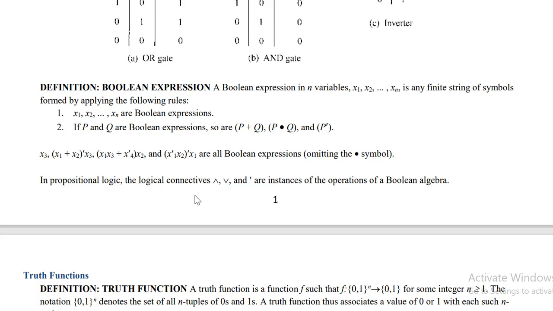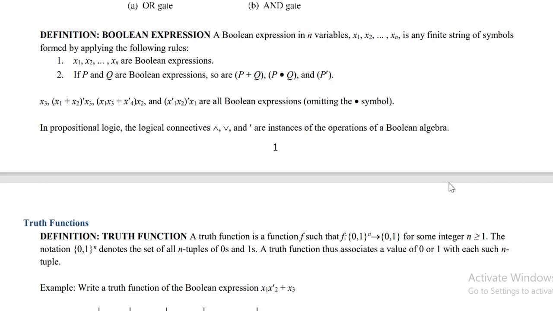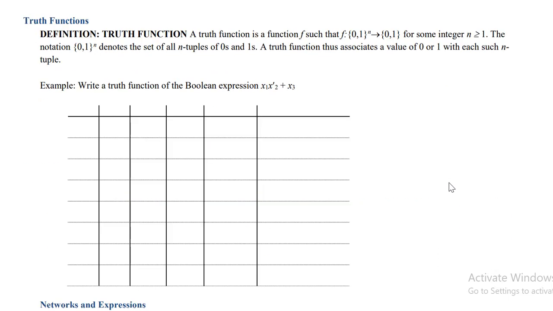In propositional logic, the logical connectives AND, OR, and negation are instances of the operations of Boolean algebra, as I was saying before. So this is a dot, a plus, and negation. Now, what is the truth function for a Boolean expression? A Boolean function, or truth function, is a function f from {0,1}^n to {0,1}. It depends on how many variables x1 to xn you have, and the output is always 0 or 1, for some integer n greater than 1. The notation {0,1}^n denotes the set of n-tuples of zeros and ones.